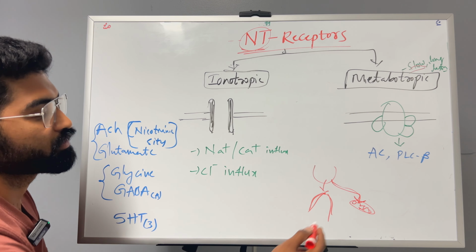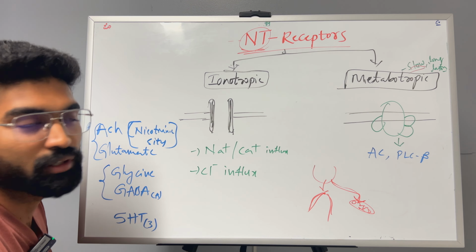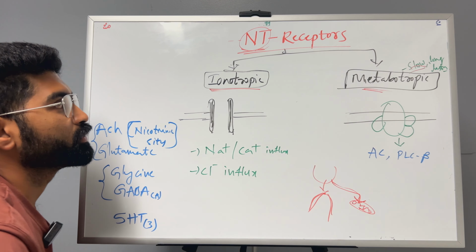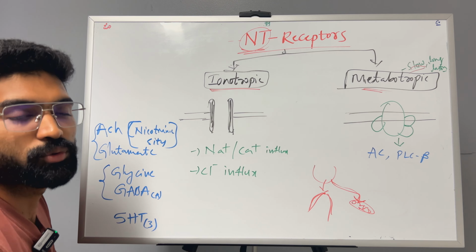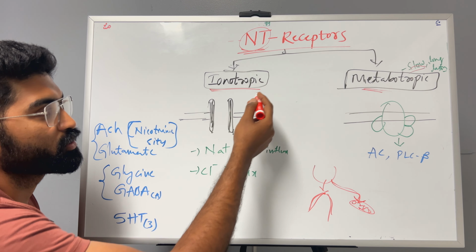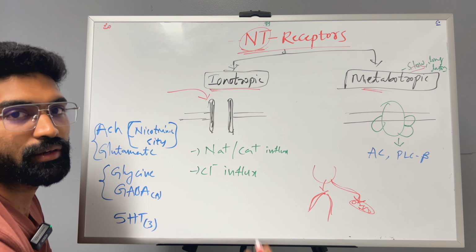So there are two types of receptors in the body for neurotransmitters. Those are ionotropic and metabotropic. We classified them into two types based on how they function once the neurotransmitter comes and binds with them, and how they perform their action.